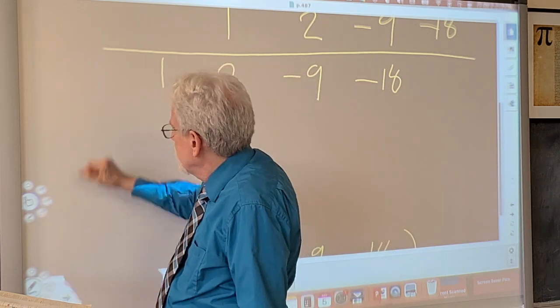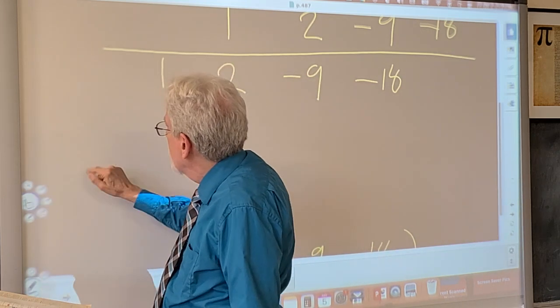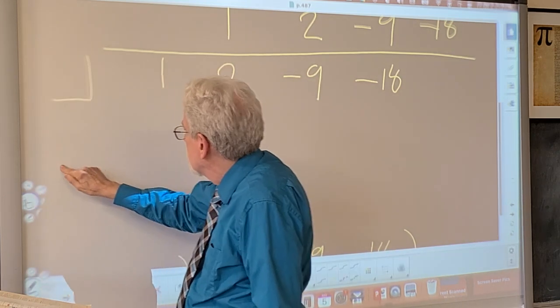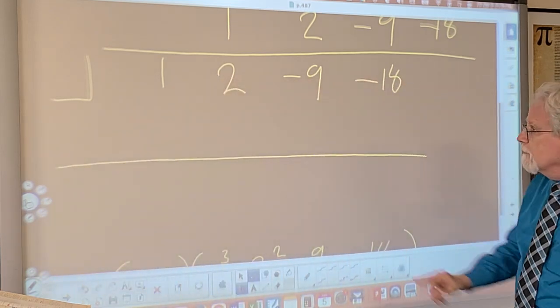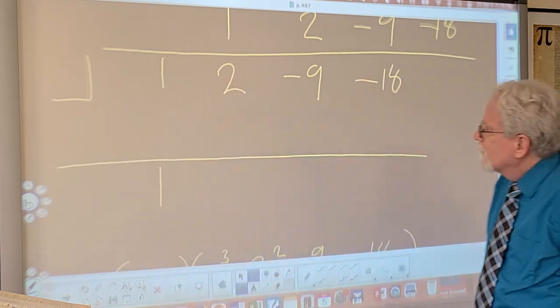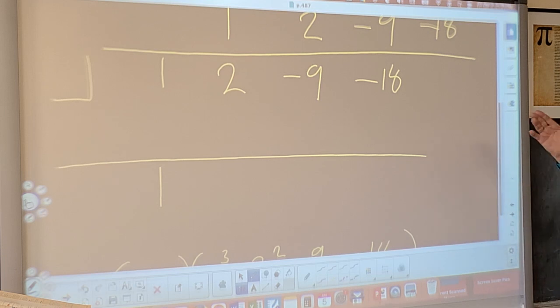So put my box here. I get my ink. Put my box there. Okay, there we go. Thank you. Line across there. Bring down the 1. Now this time I still need factors of 18, just like I had before.